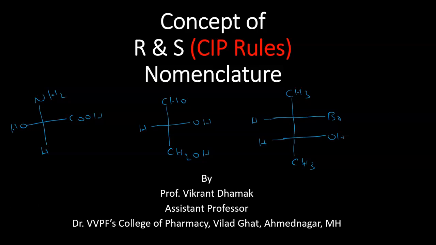In this video we will see R/S nomenclature, and it is also called CIP rules because there were three scientists, Cahn, Ingold and Prelog. They designed this R/S nomenclature and it follows a sequence rule for giving the priorities. So we will see certain examples of how to assign an R/S nomenclature.